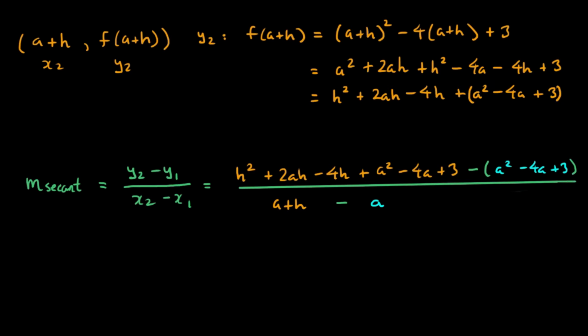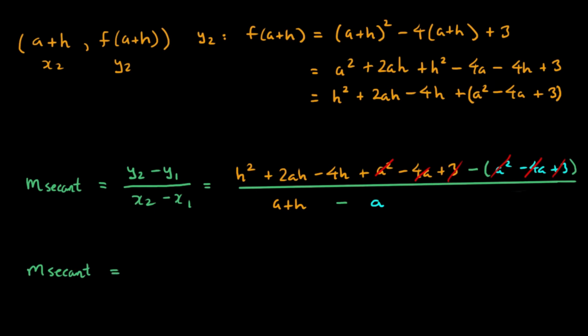And hopefully you see what's happening here. We're going to get a squared minus a squared. We're going to get minus 4a. That'll be a plus 4a once we subtract it. And then we'll get 3 minus 3. So all that stuff is gone. And we have our secant slope simplified in one step. And now we are ready for the calculus moment, which is move these points infinitely close together.